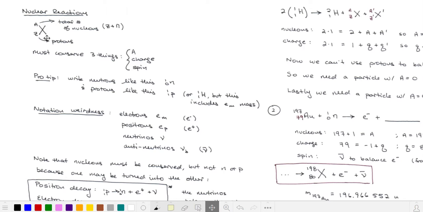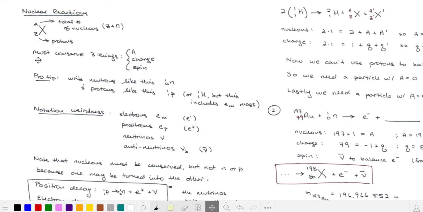So last time we talked about this notation where X is your parent or daughter nuclide, A represents the total number of nucleons, neutrons plus protons, and Z is the number of protons. The symbol X and Z are kind of redundant with one another because there's only one symbol that has that atomic number, which is the number of protons.